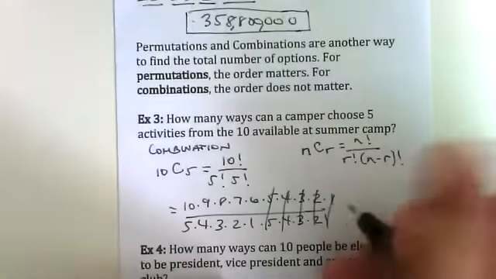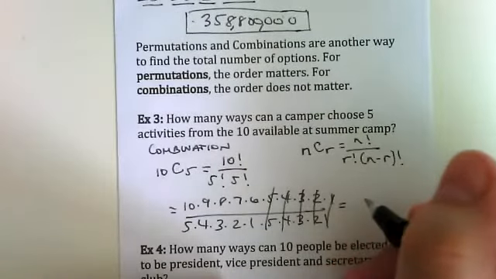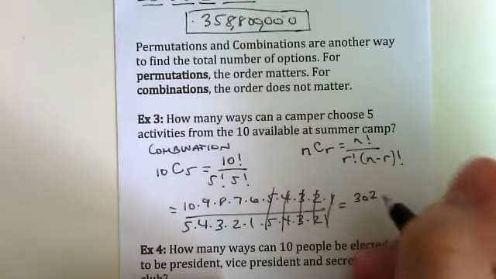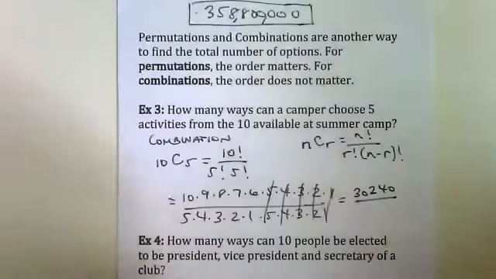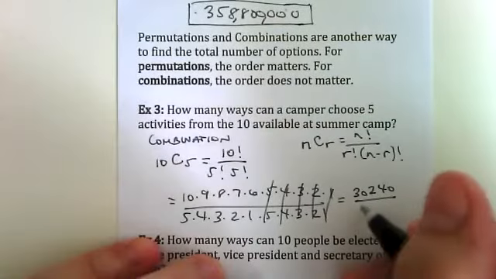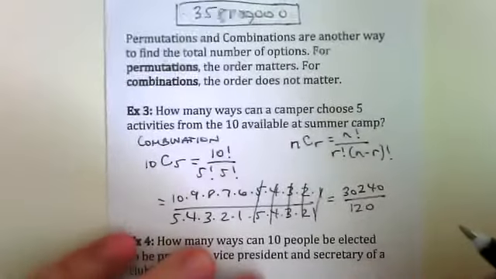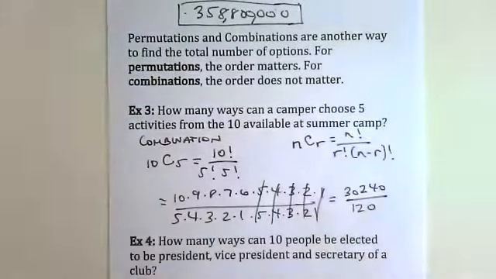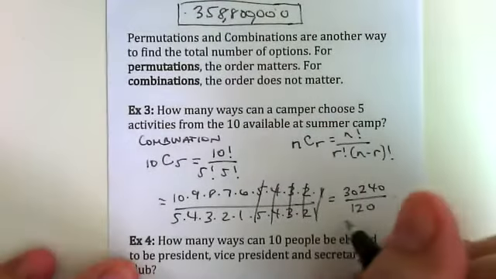So on the top here, we get 30240 divided by, on the bottom, 5, 4, 3, 2, 1 is 120. And then we just divide those two. This should always be a whole number because you're finding out how many options you have. And you can't have like 2.5 options for something. That doesn't make sense. So you need to always have a whole number here. So we get 252 is our final answer.